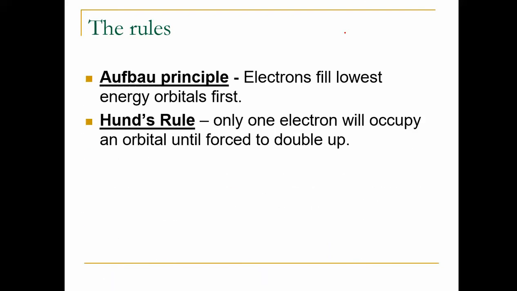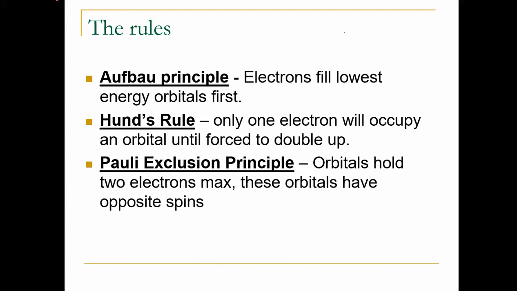Hund's rule says only one electron will occupy an orbital at a time until they are forced to double up. And then we have the Pauli exclusion principle, which is orbitals hold 2 electrons max, and these electrons have opposite spins. So all these things seem a little complicated. When we do examples, they're not quite as complicated as they seem, at least at the level that we're going to have to use them.